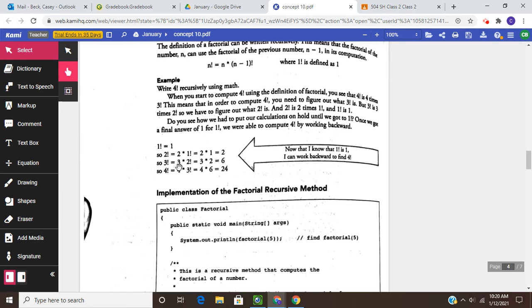3 factorial, we already said before, was 3 times 2 factorial, but we didn't know what 2 factorial was until we did the calculation above that and found out that 2 factorial, in fact, was 2, so that's when we get 6. We noticed before that 4 factorial was 4 times 3 factorial, but we didn't know what 3 factorial was until we just did the calculation above when we found out what 2 factorial was and 1 factorial was. So 4 factorial ends up being 4 times 6, which equals 24.